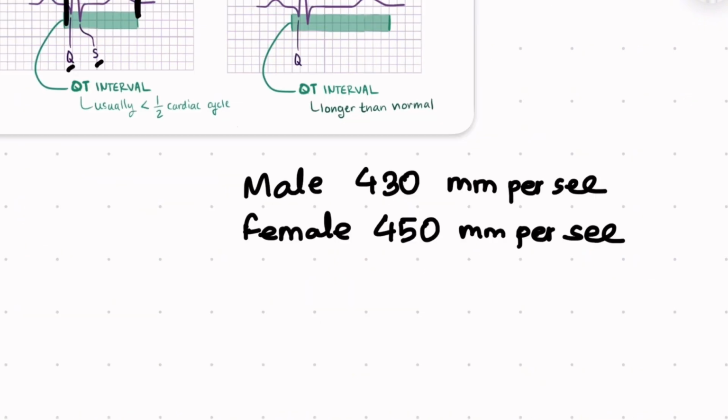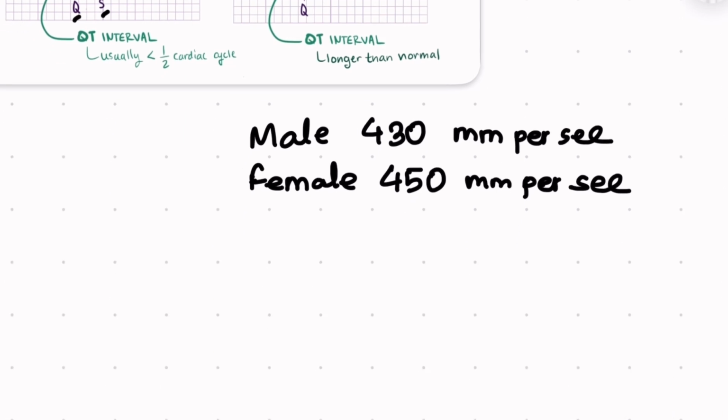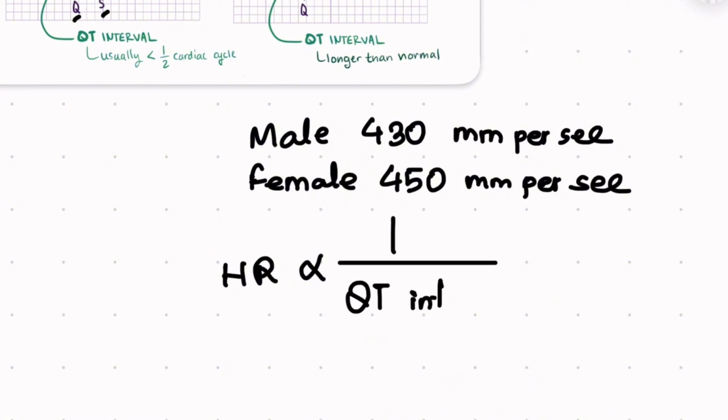The confusing part is that the QT interval is also dependent on the heart rate. Let's say if the heart rate is more, then the QT interval should be low, right? So we can generally say heart rate is inversely proportional to QT interval. That is, if a person has a low heart rate, his QT interval should be more. If a person's heart rate is more, his QT interval should be less.